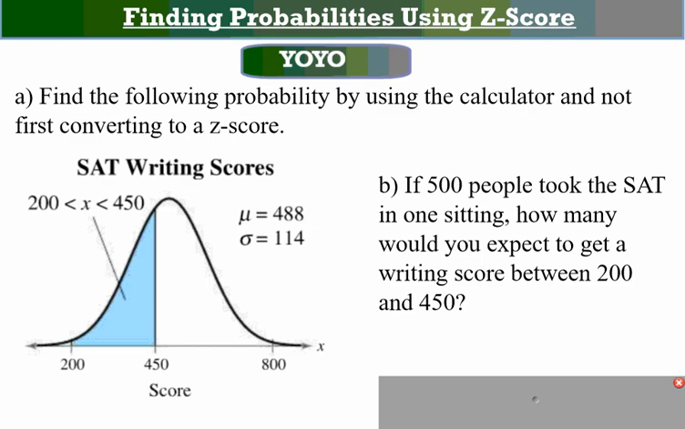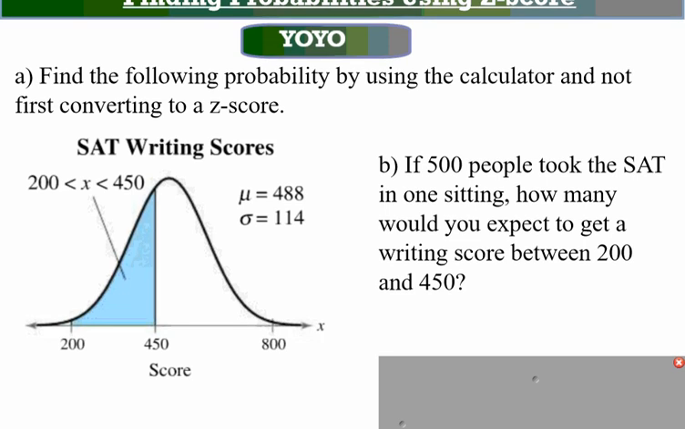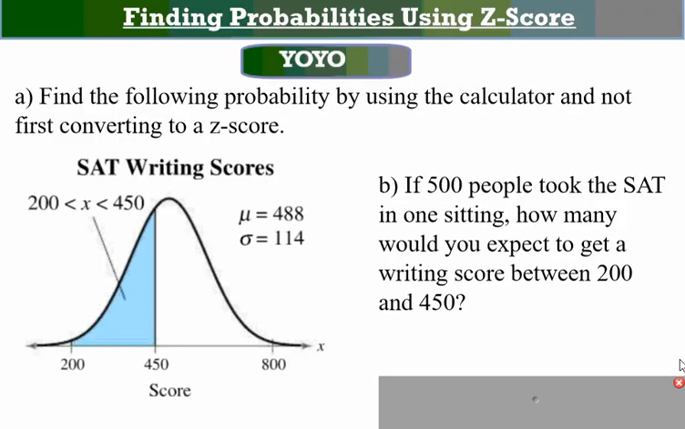I can give you one to try. Find the following probability by using the calculator and not first converting to a z-score. The average SAT writing score is 488, standard deviation is 114. What's the likelihood someone's going to score between a 200 and a 450? Once you've found that probability, imagine if 500 people took the SAT in one sitting, how many would you expect to get a writing score between 200 and 450? Pause the video now, come back and see how you did. Here we go.